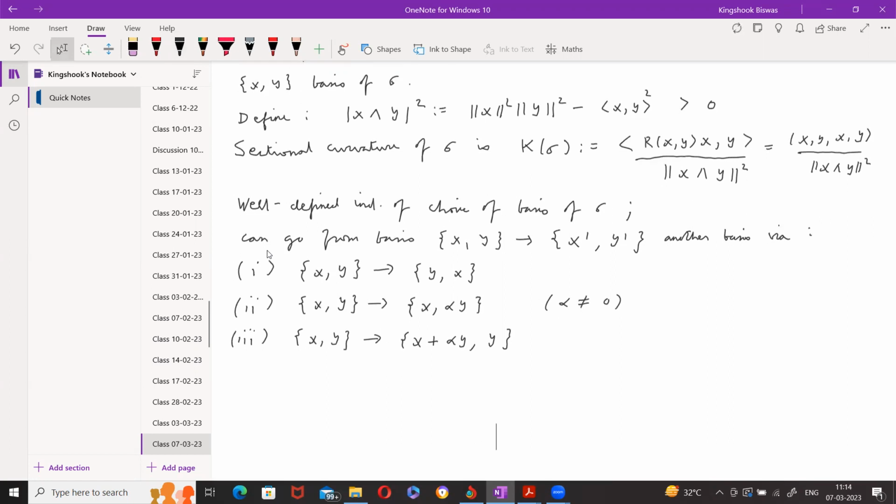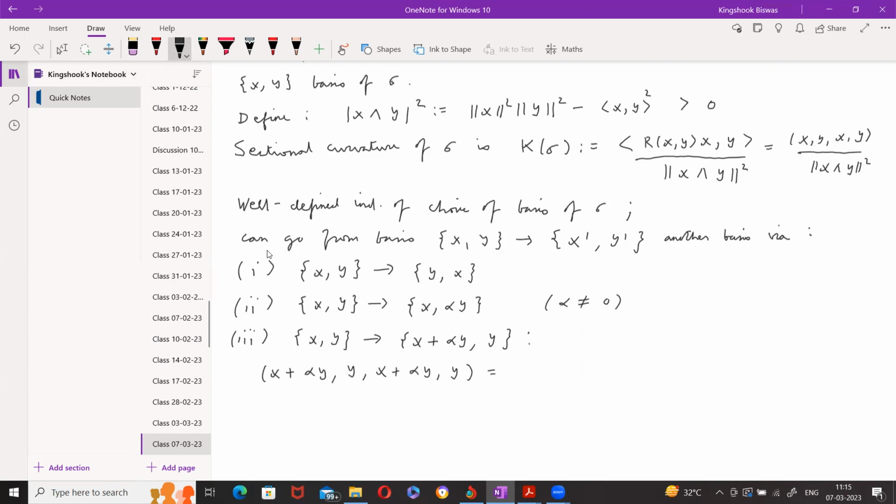So, to see this last statement, if you look at, say, x comma, sorry, if I look at x plus alpha y, right, then if I expand this by multilinearity, what will I get?